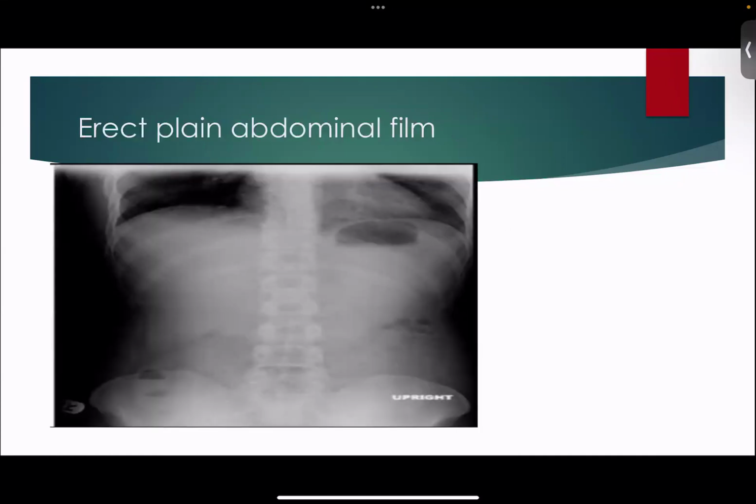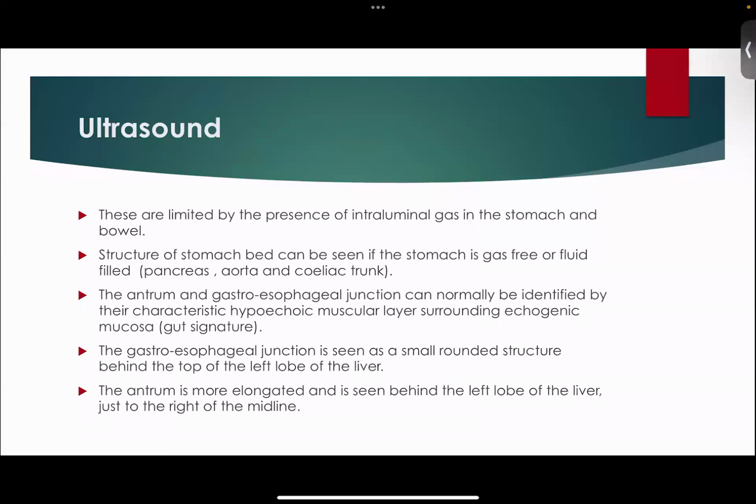This is an erect plain film showing the air fluid level below the left hemidiaphragm in the fundus, while the remaining parts of the stomach cannot be seen. Ultrasound, second modality, is also limited due to the presence of gas, whether within the lumen of the stomach or within the bowel. The main part of the stomach seen by ultrasound is the antrum.